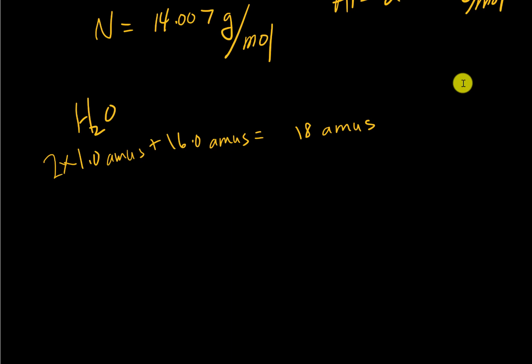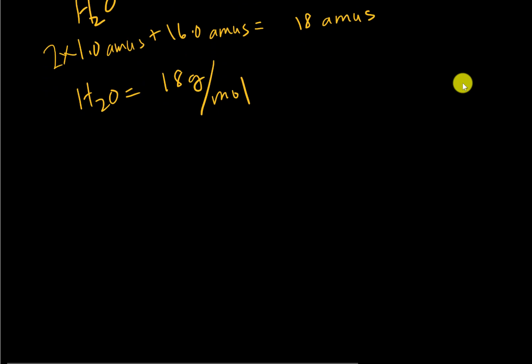Okay, so if water equals 18 AMUs, my question for you is, if you have a mole of that, what would that equal? So a mole of water: if a mole of AMUs is equal to 1 gram, then a mole of 18 AMUs must be equal to 18 grams. So the molar mass of water, H2O, is equal to 18 grams per mole.